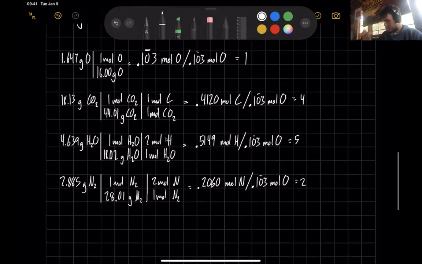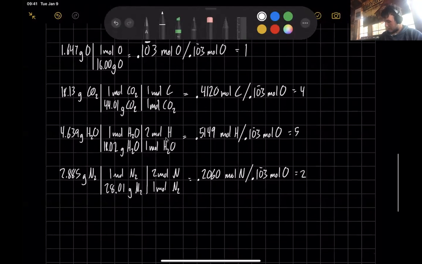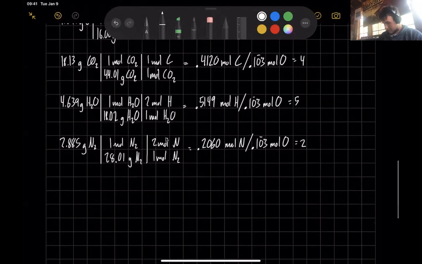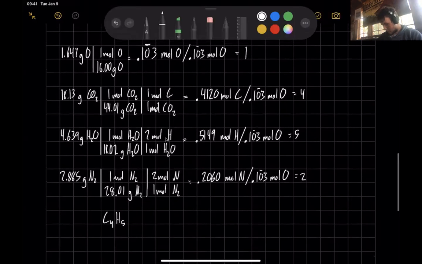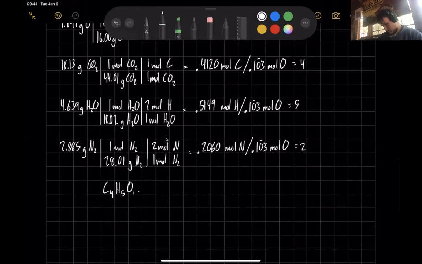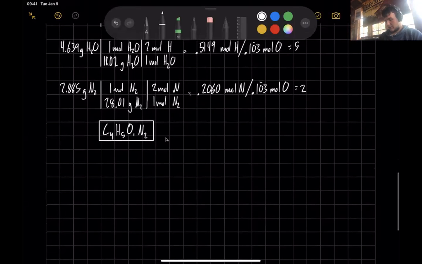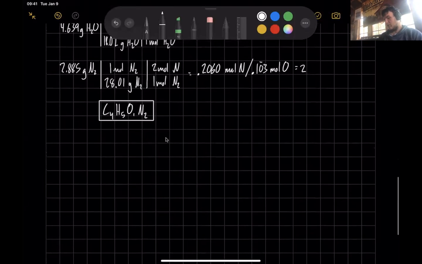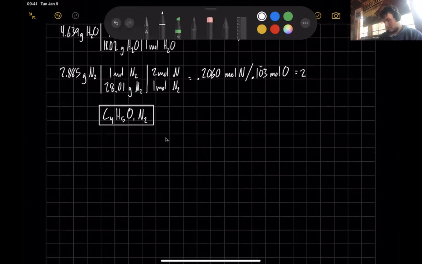So this gives you our empirical formula, right? So we have, let's see, C4, H5, O1, and N2. So this is our empirical formula, but it asks for molecular formula. And so what we'll do now is we will find the molecular weight of this.